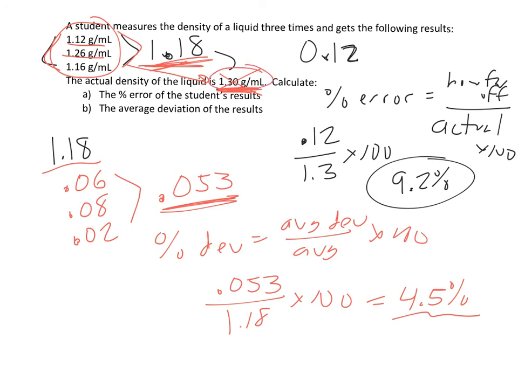You only use the correct number when you're trying to figure out how accurate you are, which is what percent error is. So percent error measures accuracy. Average deviation or percent deviation measures precision. So just be cautious with that.